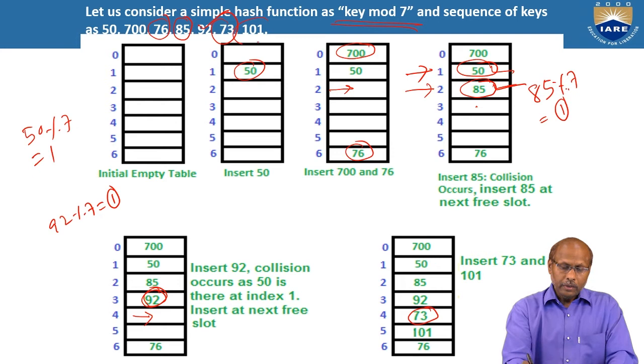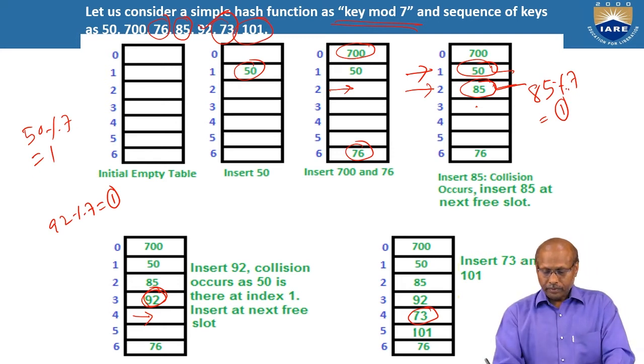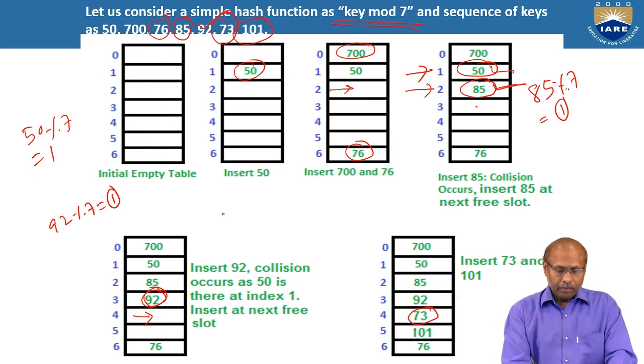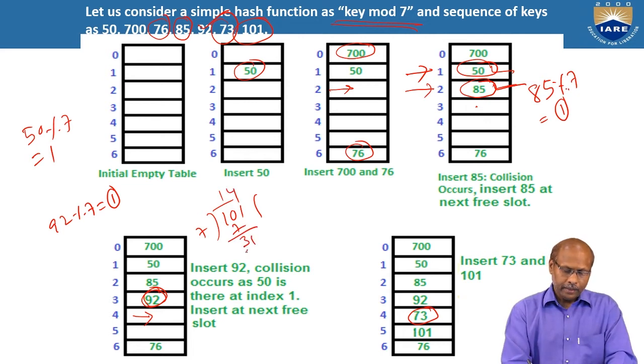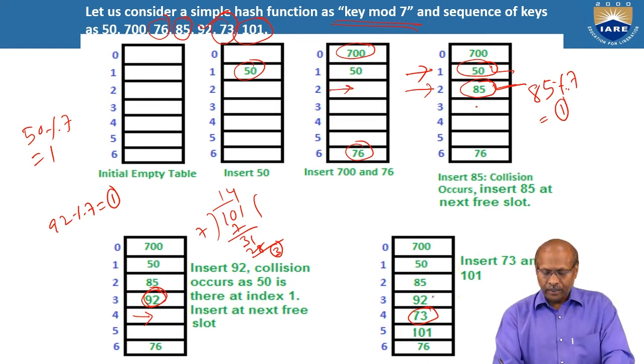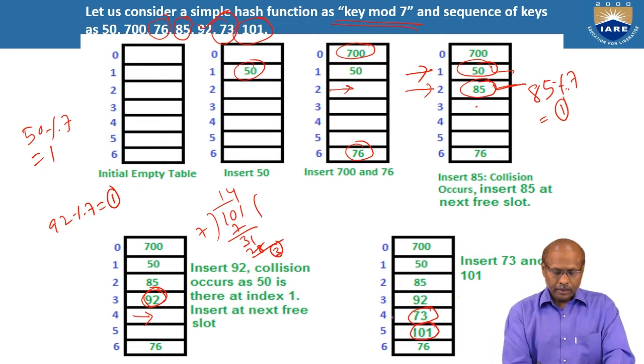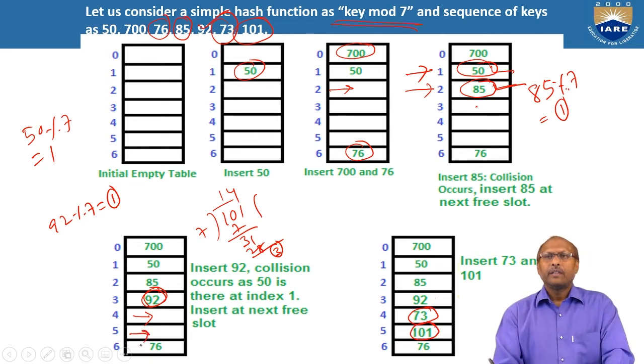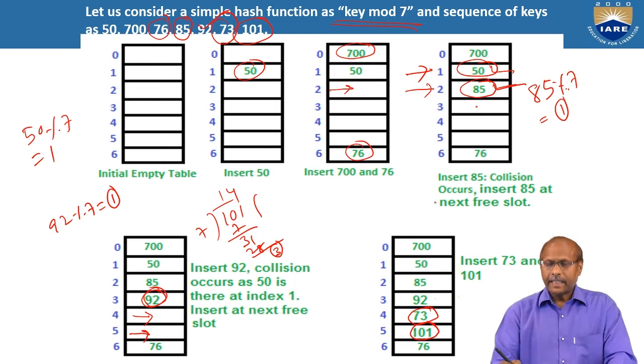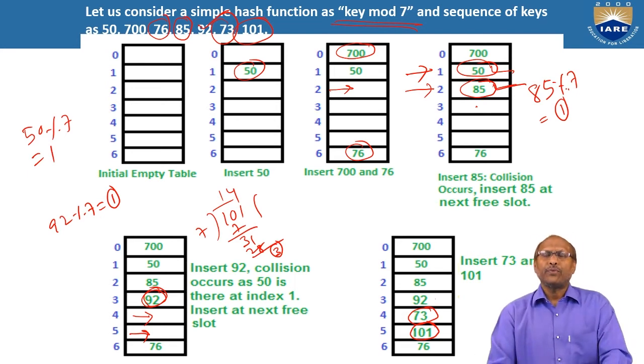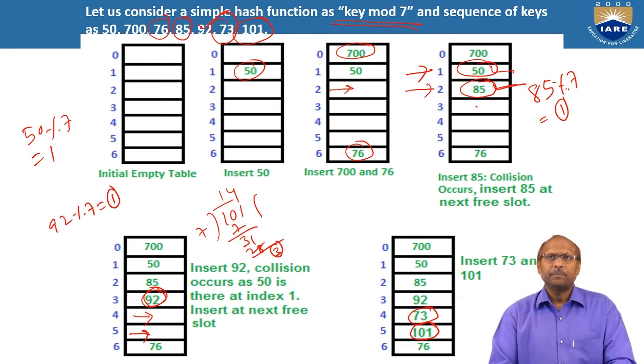Next comes 101. Now 101 modulus 7. When you divide by 7, 7 1s are 7, 7 4s are 28, then the remainder is 3. It is supposed to go to the 3rd position, but the 3rd position is already filled. Then come to the next. So the empty place will take 101. This place will be free. So like this, the data will be stored. So this is the nature of linear probing.